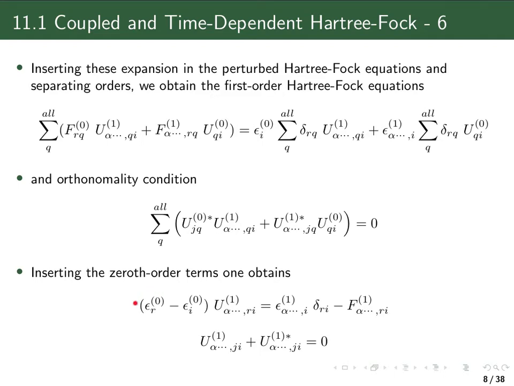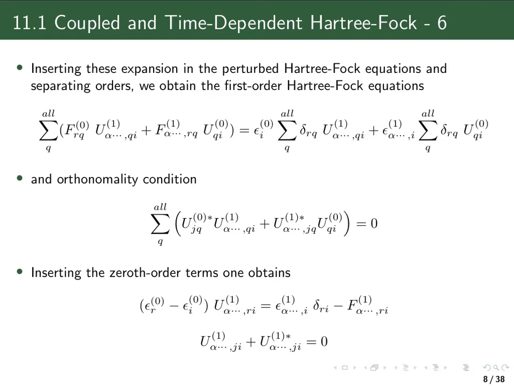So here we have a difference of unperturbed orbital energies times an element of this first order correction to the transformation matrix, to the matrix of the expansion coefficients. And that is equal to the first order correction to the orbital energies minus the first order correction to the Fock matrix. And we can see that the orthonormality condition just reduces to this expression, that the sum of these first order corrections to the matrix of expansion coefficients has to be 0.